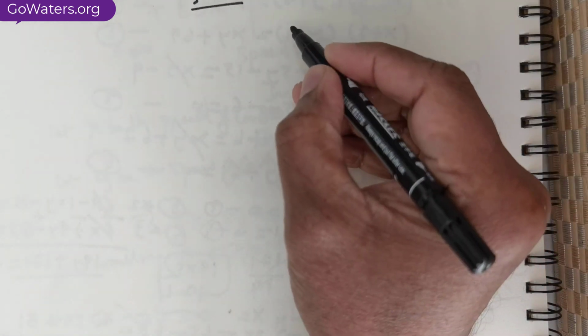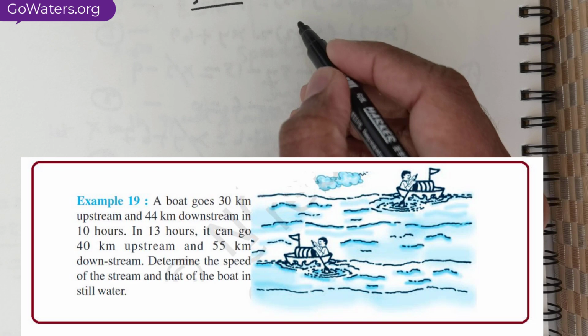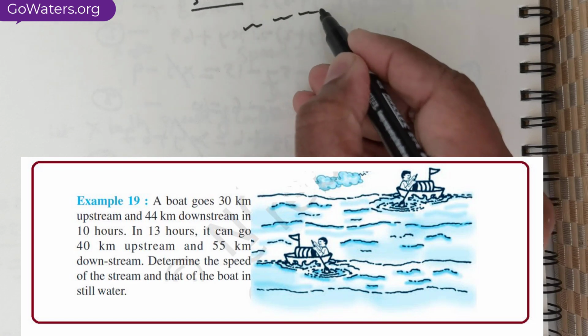Now we have got this question, a beautiful question. A boat goes 30 kilometers upstream. Now this is upstream.